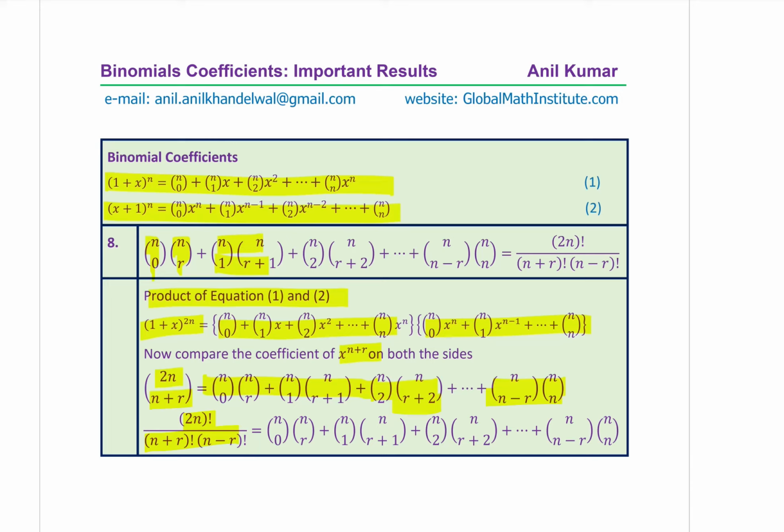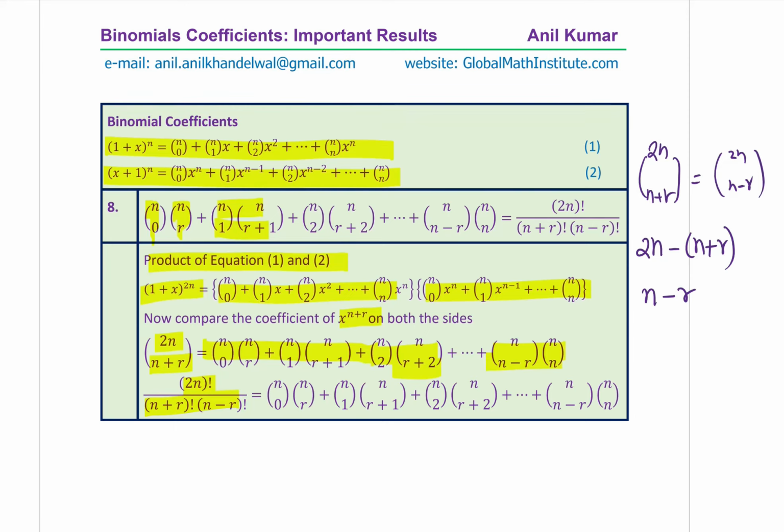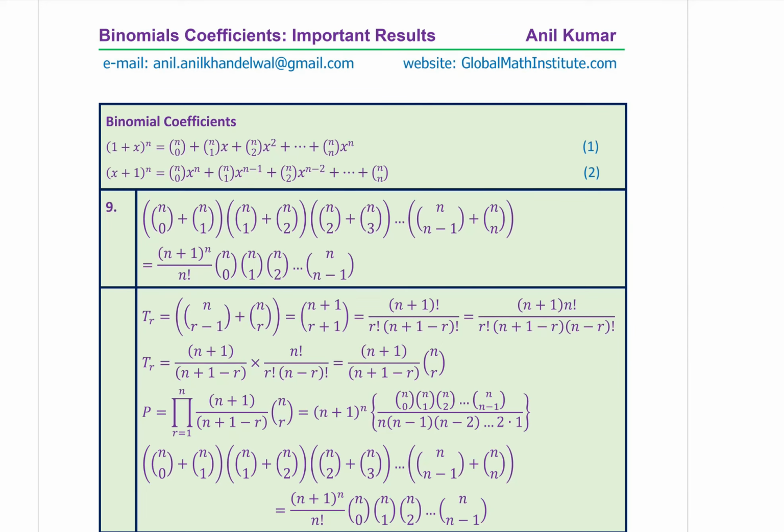So remember this part, that if I have 2n choose n plus r, then what is 2n minus n plus r equal to? That is equal to n minus r. Do you see that? So this is also equivalent to 2n choose n minus r. So the question could be either way, but the same strategy works. Perfect. The next example is very important.